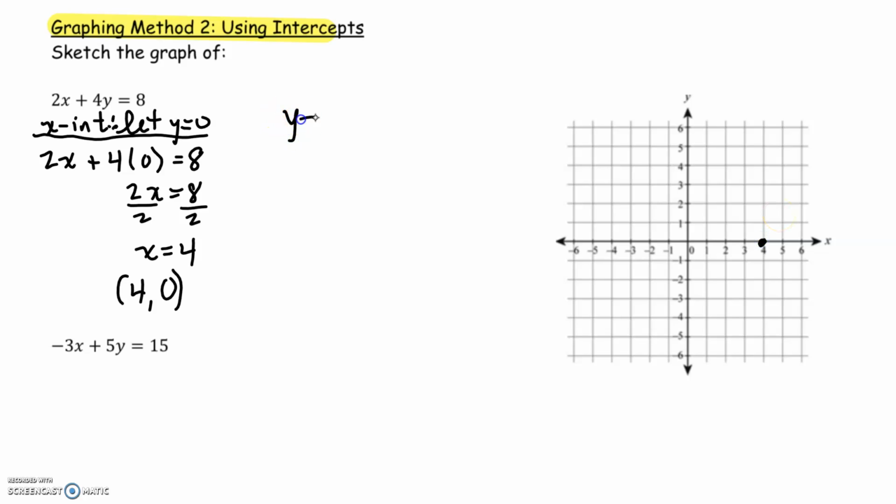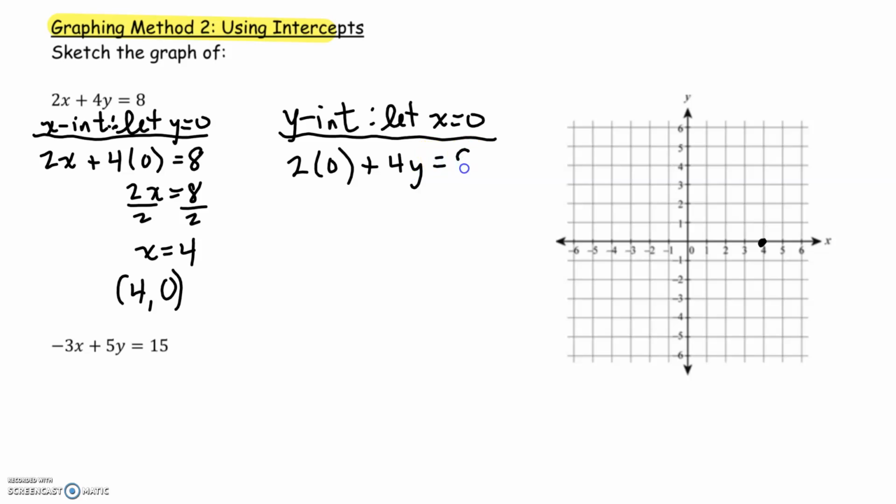Now we're going to find the y-intercept, and we do it the same way. So for the y-intercept, we're going to let x equal 0. So we're going to go ahead and put 0 where x is. So it's 2 times 0 plus 4y equals 8. 2 times 0 is gone, so I'm left with 4y equals 8. We'll divide both sides by 4. So then y equals 2. And we'll write that as an ordered pair. When x is 0, y is 2. And let's go ahead and put that point on the graph. And now all we have to do is connect those 2 points.